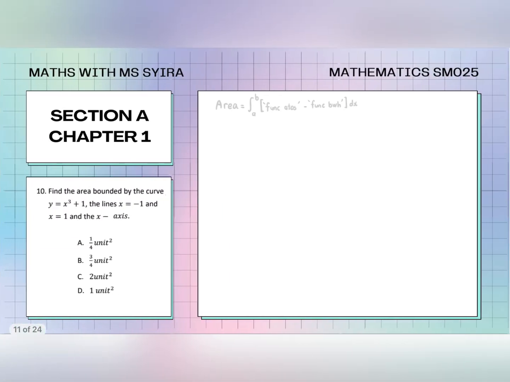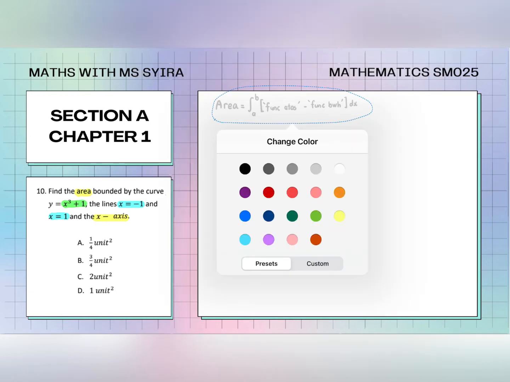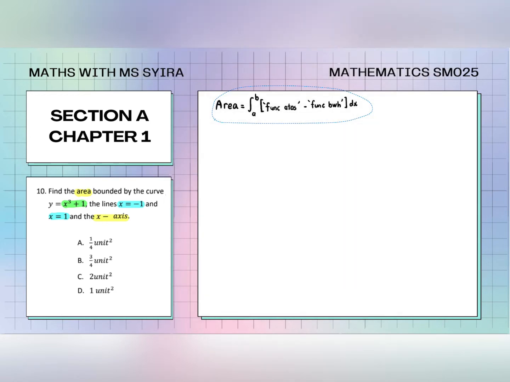So next, kita masuk lagi di chapter 1. Okay, section A, question number 10. Find the area. So dia minta kita cari area bounded by the curve. So kita ada curve X cube plus 1 dan juga X equals to negative 1 and X equals to 1 with here, X exists. Okay, remember the rules. Kalau area kita gunakan apa? Function atas tolak function bawah. So that means we need to sketch our graph dulu lah.